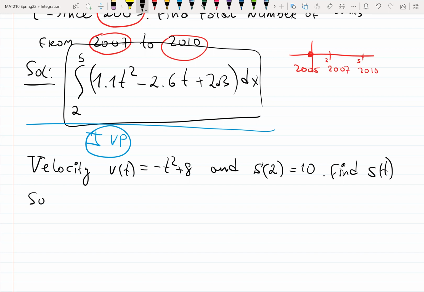Solution. Step 1, this is called initial value problem because initial value is given.